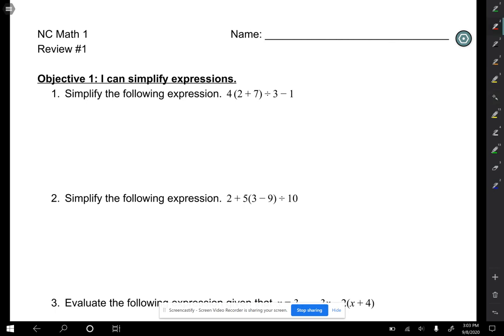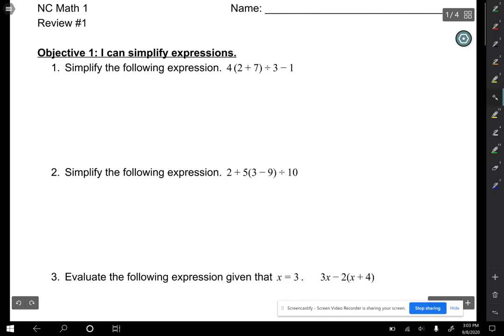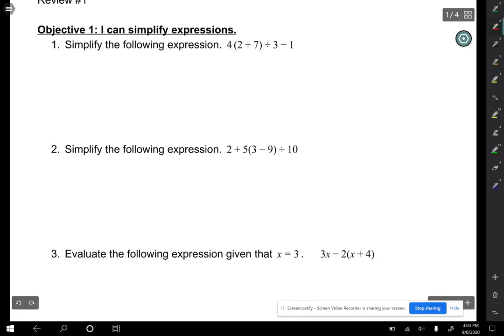In this video, we're going to go over this review assignment. You need to make sure you do this before you attempt assessment 1, because this review is very similar to the assessment and you only get one attempt at this. Okay, so objective 1 is all about simplifying expressions, and then the second part is all about solving linear equations and inequalities. Sorry about that.